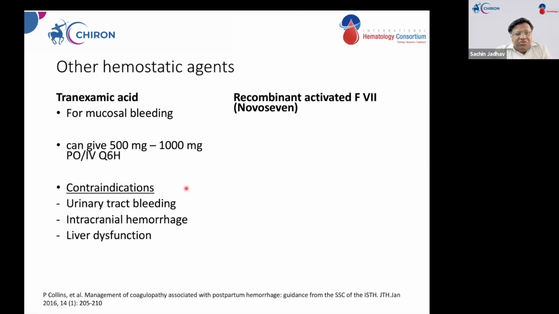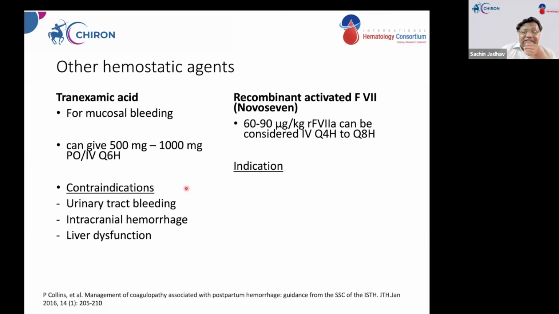So this is one useful hemostatic agent, provided you understand when to use it and when not to use it. Then there is another drug called activated factor 7. Also, the brand name is Novo 7. This is a panacea. You give factor 7A to any patient, the blood will clot. Whether they have hemophilia, they have Glanzmann's, it will clot. The only problem is it's expensive.